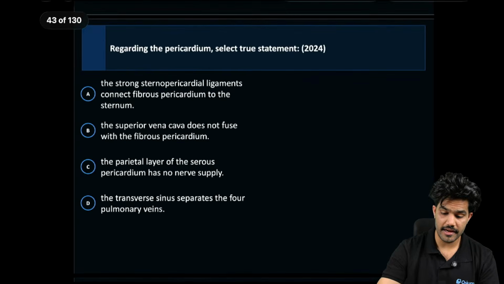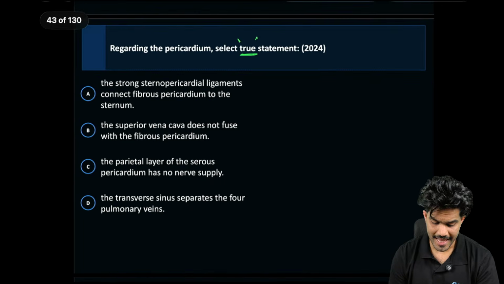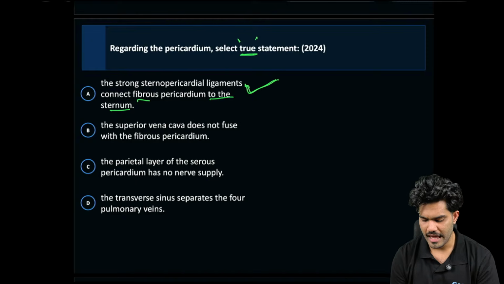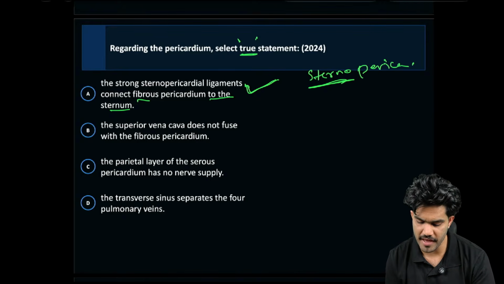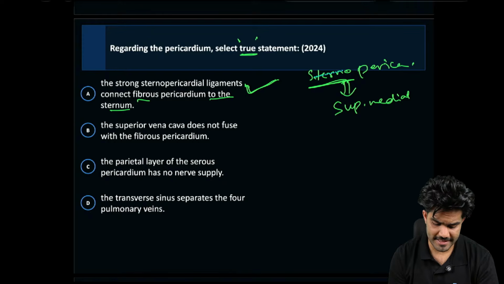Now, regarding pericardium, true statement. Okay, the strong sternopericardial ligament connects fibrous pericardium to the sternum. Yes, this is the true statement. We all know this sternopericardial ligament. Another question related to it: see, sternopericardial ligament is present in which mediastinum? If they ask, it is present in superior mediastinum. Okay, let's see next options.